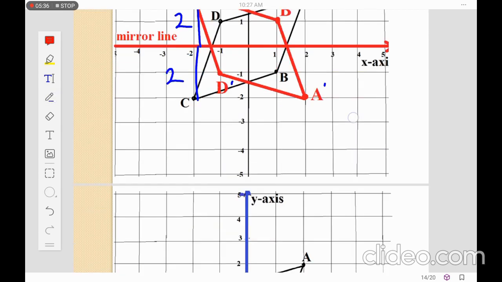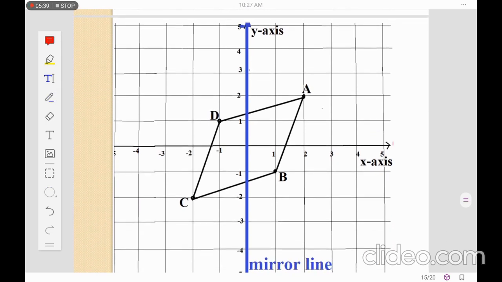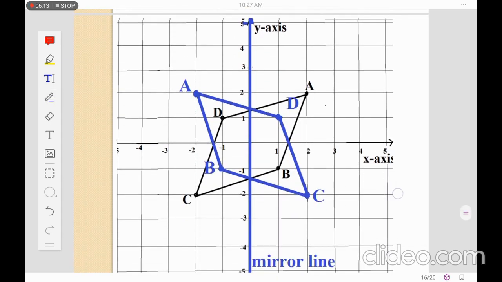Otherwise, let's look at the y-axis as the mirror line. We do the same thing there. We look at A, now horizontally. We've got 2 units on the right side. We go the opposite 2 units, so our A image will be here. We do the same for D, 2 units, 1 unit, so our D will be here. We do B, 1 unit, B will be here. C, 2 units, so our C will be here. If we draw that, we end up having an image like this.